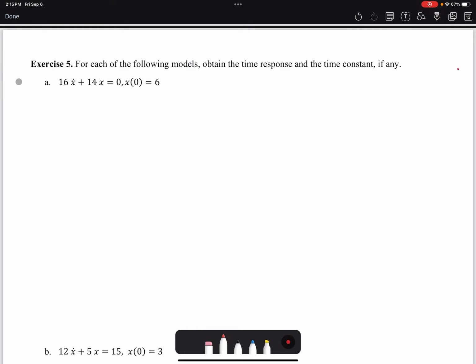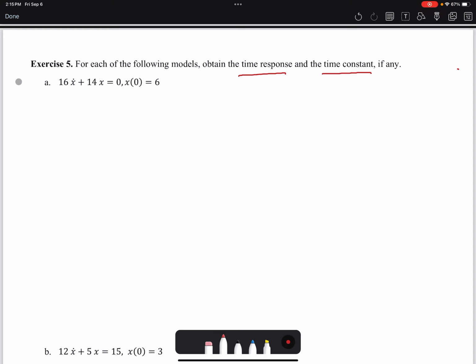Hello everyone, in this video we are going to solve exercise 5 for the topic of first order systems. It has 3 parts: A, B, C. For each of the following models, obtain the time response and the time constants. So we want the response of the system in general and not only the steady state response.